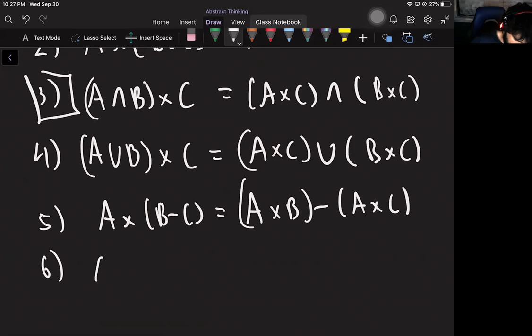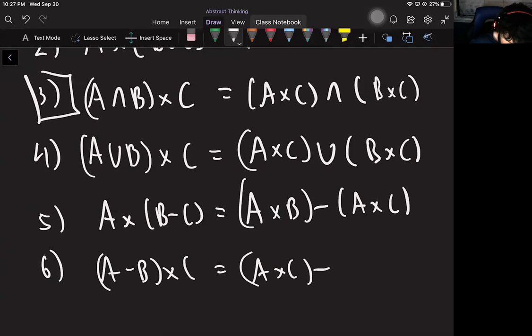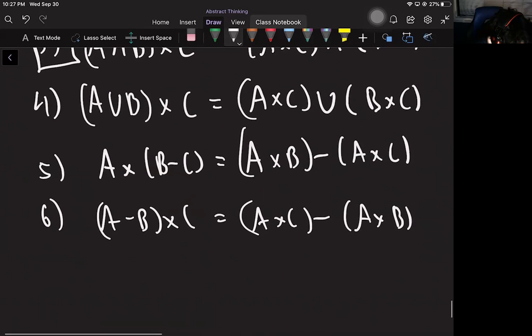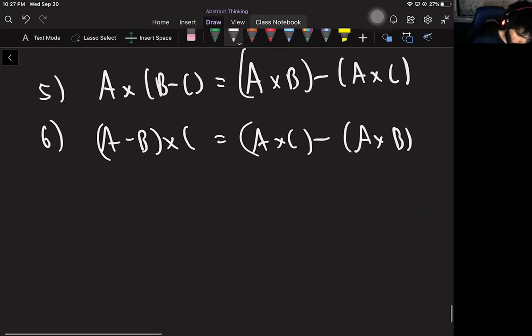And then 6, same thing, but with the other direction. So if I do A minus B cross C, I can do A cross C minus A cross B. So again, those rules actually come from the other ones. And then these ones are sort of different to tell you how subsets work.